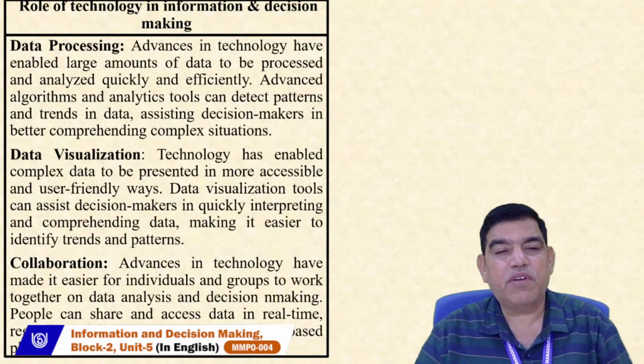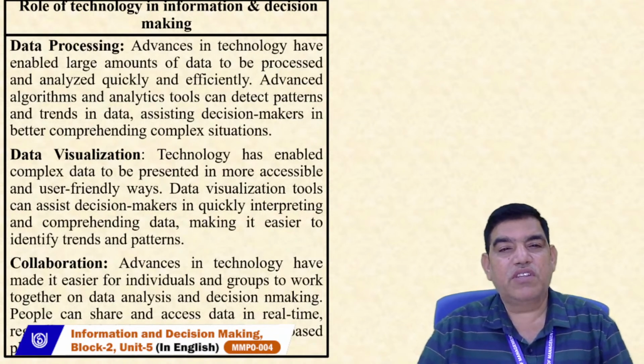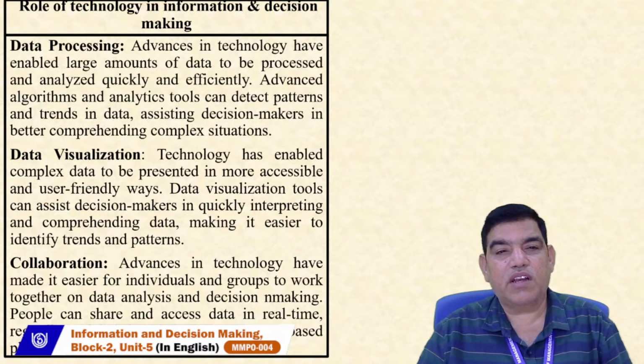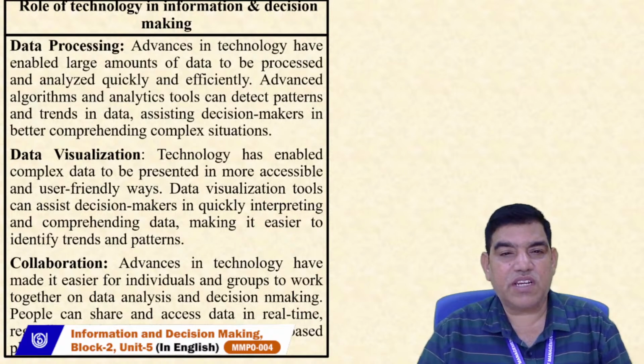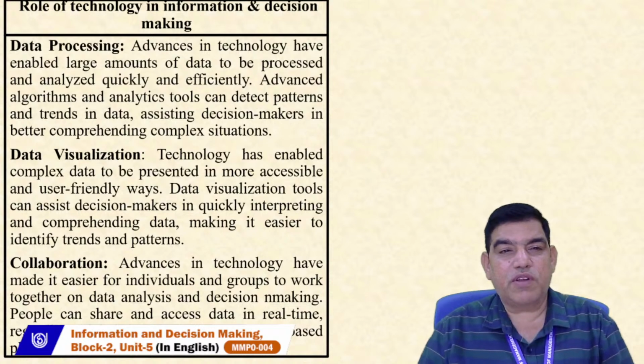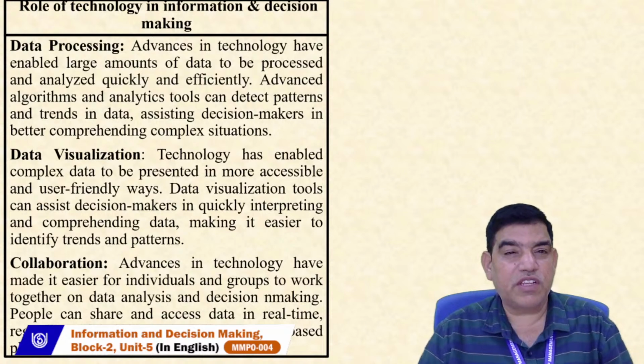Then data processing. After collection, technology has enabled large amounts of data to be processed and analyzed quickly and efficiently. Advanced algorithms and analytics tools can detect patterns and trends in data, assisting decision makers in better comprehending complex situations. Let us consider one example here. If we collect data, it is our job we have to process. First we store, then we process, or we process first, then we store, because it is required.